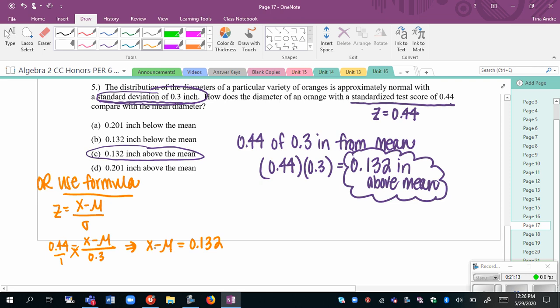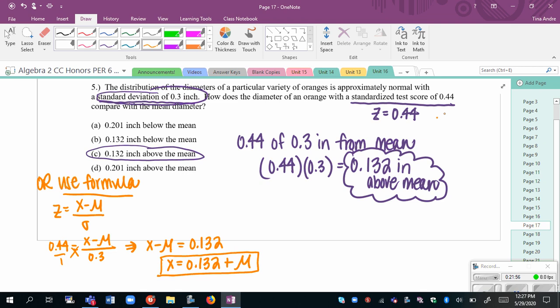And it's asking you, how does the diameter of this orange compare to the mean? So basically solve for the data point. So of this particular orange with this z-score, we get x equals, bring the mu over, 0.132 plus the average. So basically what this is saying is it's 0.132 above the mean, this one orange that has this standardized score of 0.44. So that's how you would use the formula to interpret this. But you could also just do it by thinking about it as 0.44 of that one standard deviation, which equals 0.3. So that's why you multiplied the two.